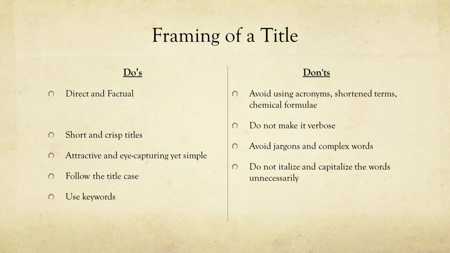What are the don'ts of framing a title? Avoid using any short forms or acronyms or shortened terms or chemical formula in the title. Do not make it very verbose. Do not pile on a lot of words in your title. Make it very short. Avoid using any complex words which you think that the audience will not understand. Do not italicize or capitalize words unnecessarily. So these are the few key points that you should keep in mind while framing your title. Now let's move on to literature review.